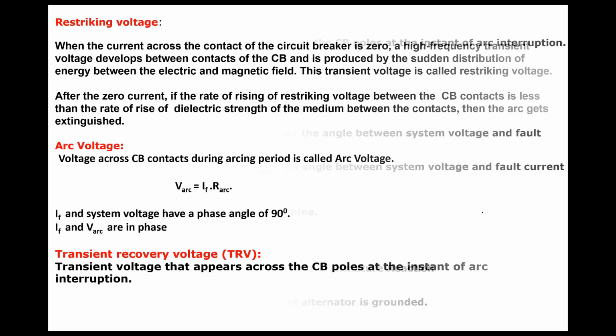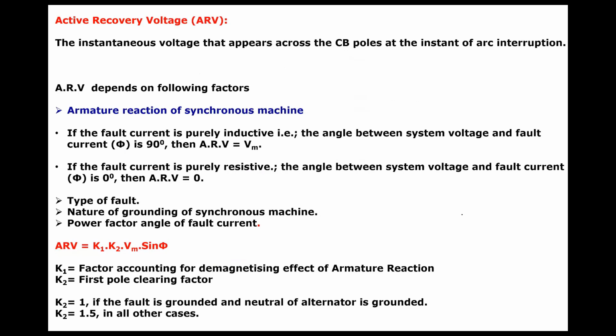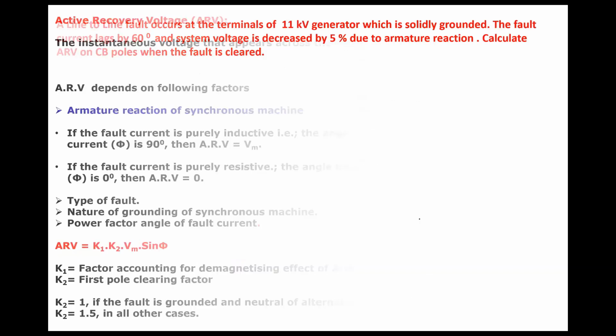Understand? To explain why this restriking voltage happens, let me need an empty slide. If you take our system, this is the voltage. We are taking only one phase of the three-phase system. Suppose this is the phase to neutral voltage, and this is a generator, transformer, everything are there in series.